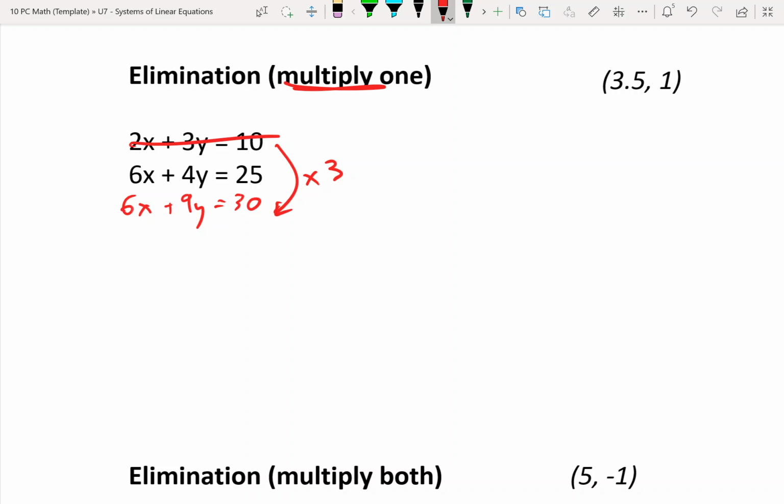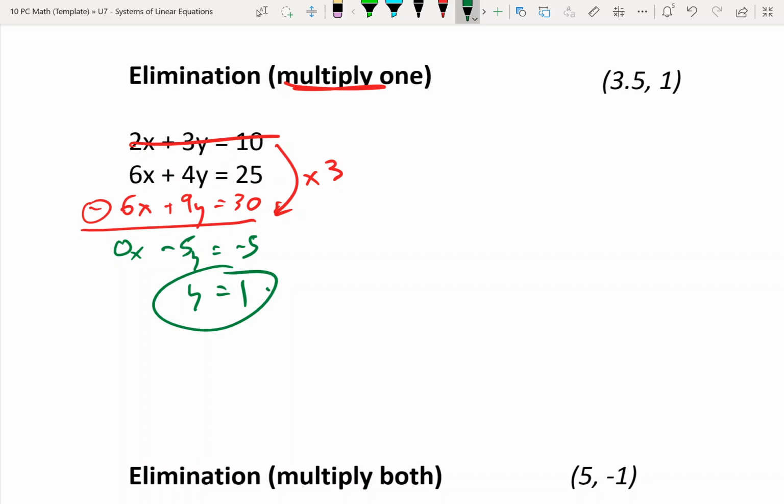And now when I look at these 2 equations, I'm actually going to subtract. So 6x minus 6x, 0x. 4y minus 9y is negative 5y. 25 minus 30 is negative 5. So y equals 1. Okay?